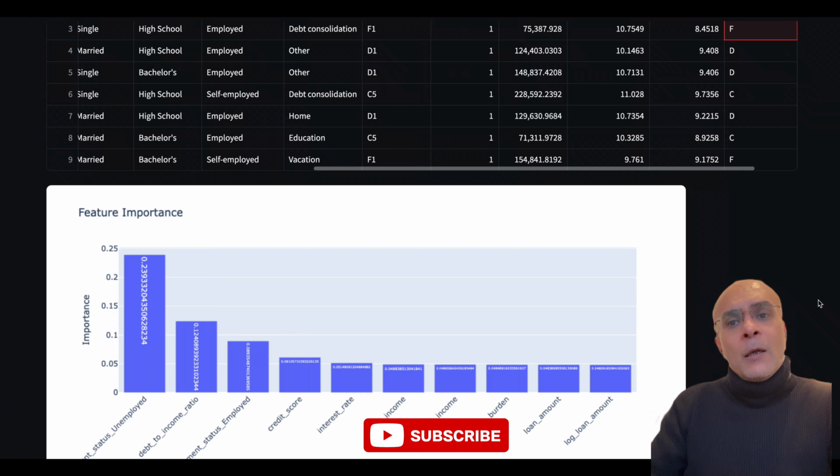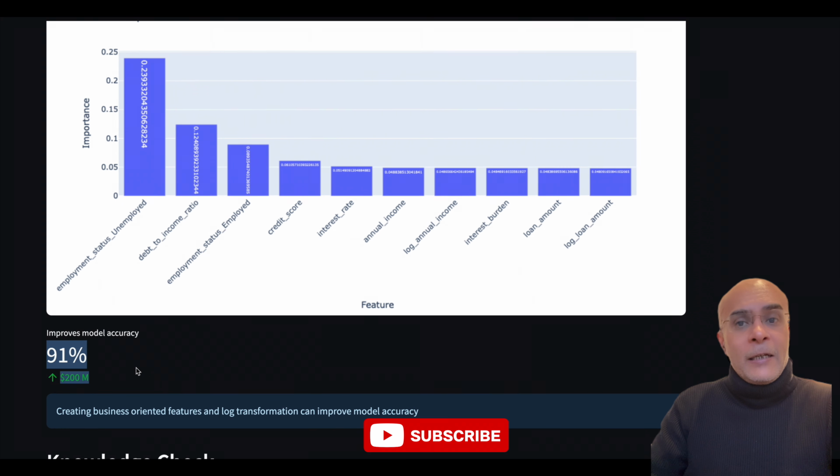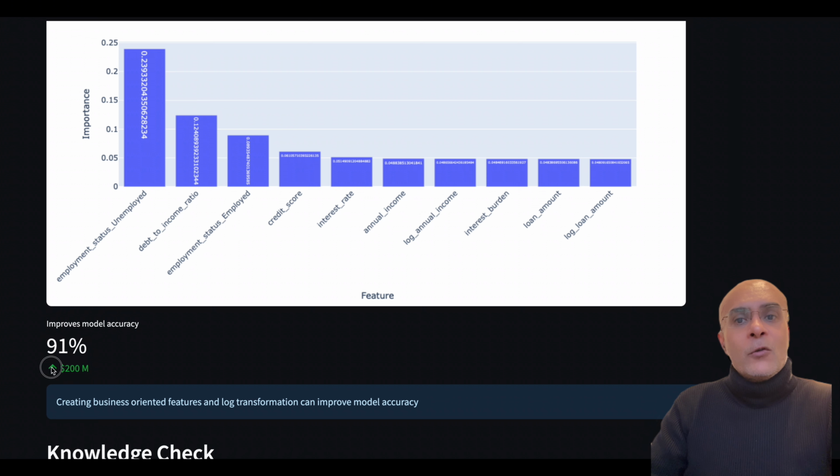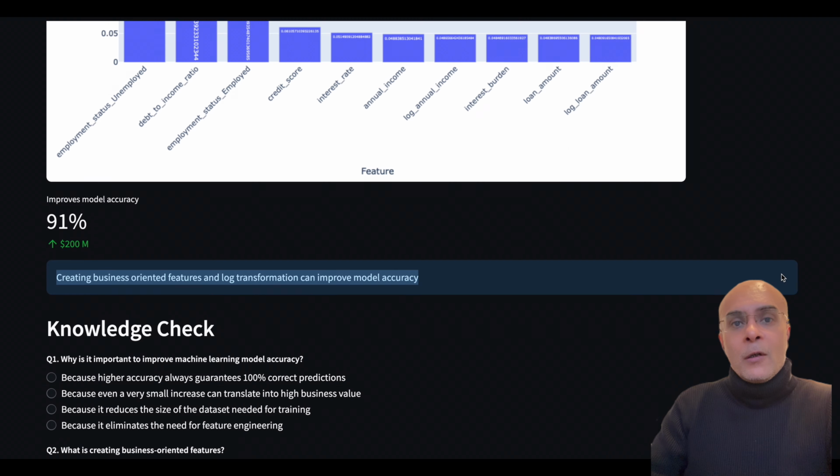So did we improve the model accuracy? Yes, we went from 89% to 91%, which translates to almost 200 million in savings for the bank, which is huge. You can also see that the features we have created, such as the interest burden and the logarithmic values, are now part of the top features used by the model. So creating business-oriented features as well as log transformation can help to improve the model accuracy.